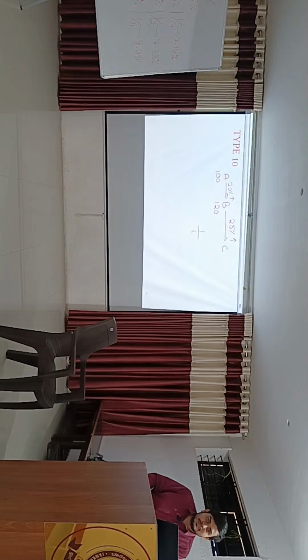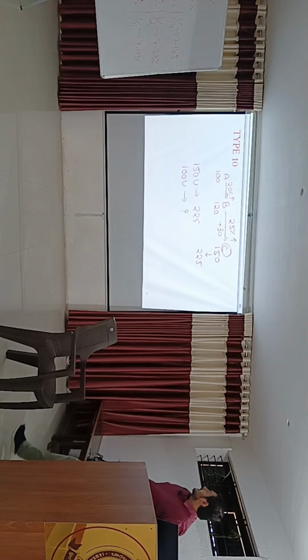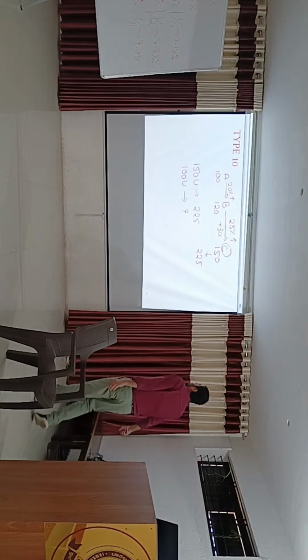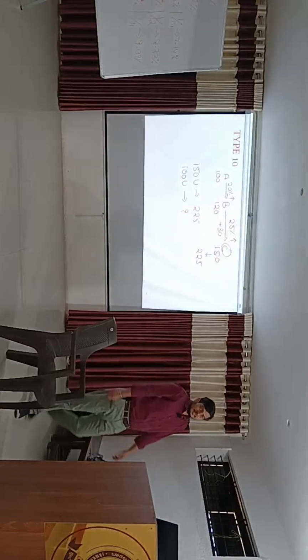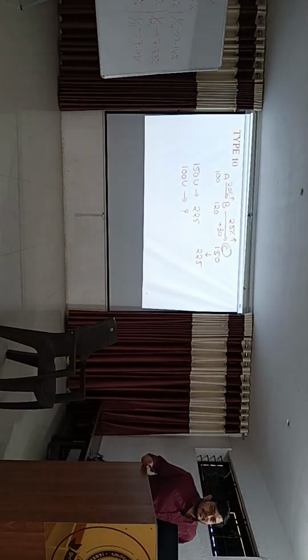25% means 1 by 4. 1 by 4 into 120 is 30. So plus 30 added to 120 will be 150. Did you understand this? Next. 150 is equal to how much C paid? 225. 150 units equals 225. 100 units equals what? 150 rupees. Did you understand this one?